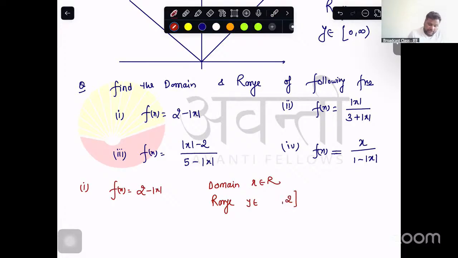Now, f(x) or y will be minimum when the quantity you are subtracting is maximum. So the mod x you are subtracting is maximum when it reaches infinity. So the minimum is going to be minus infinity. Fine. So the range is going to be minus infinity to 2.